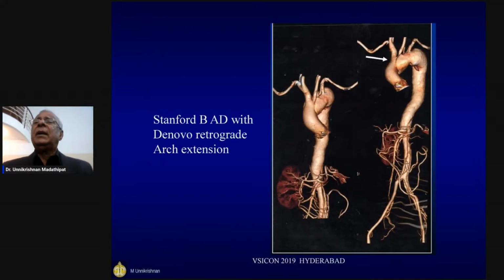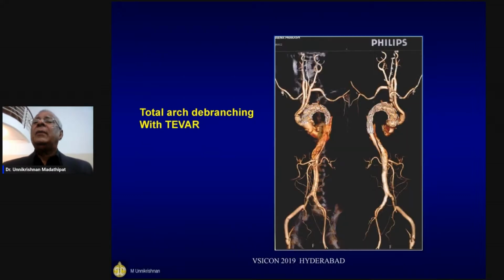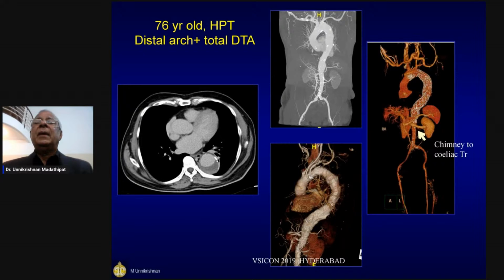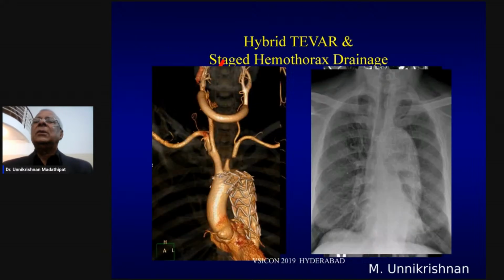This is again a retrograde dissection, native de novo, and we have done this treatment with a stent graft and ascending bicarotid and bisubclavian grafts. And this is another patient, 76-year-old, with distal aortic arch and total descending thoracic aorta disease. You can see the pictures, and on your right, you can see the debranching we have done, partial carotid to carotid and to subclavian, and two stent grafts, and then we have given a chimney to the celiac axis. I keep seeing him in the place where I work. This was done about 8 years ago.